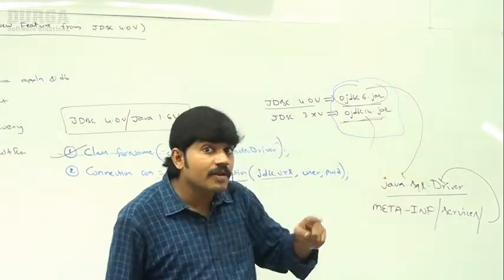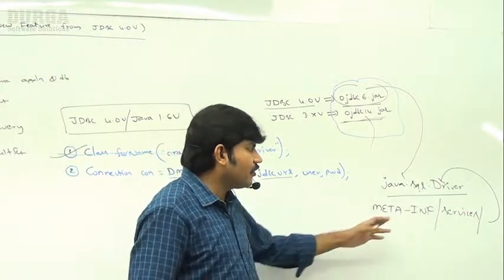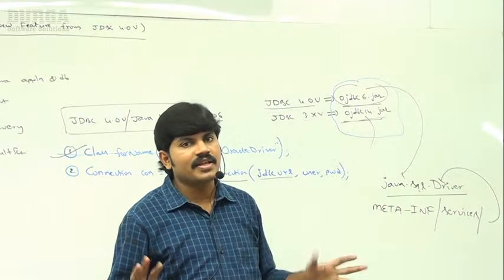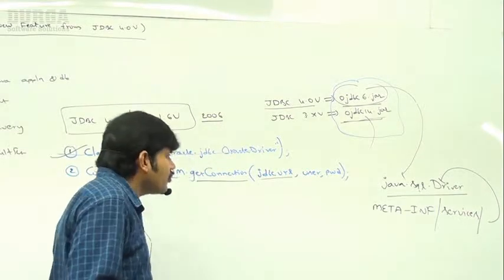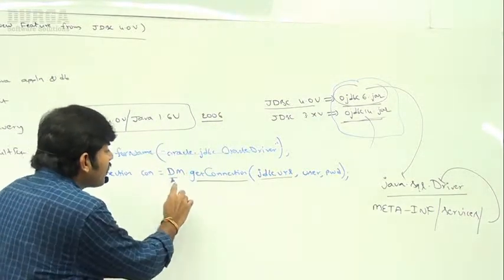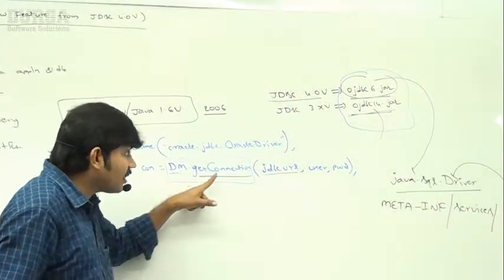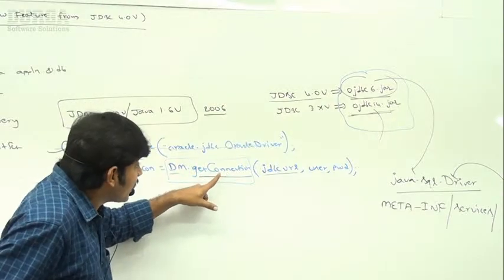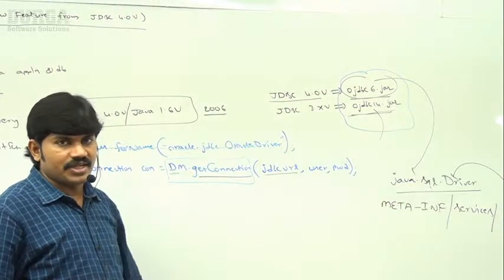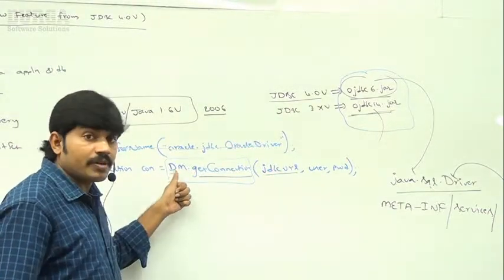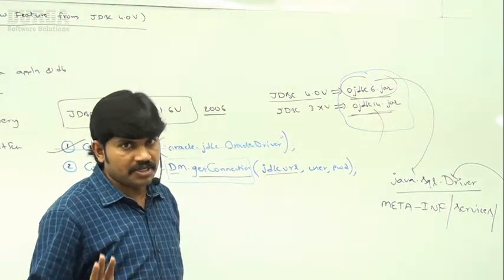This facility is available from JDBC 4.0 version. Before that, inside the META-INF services folder, the driver file was not available, so we compulsorily had to take care. Internally, which method takes care of all these things? DriverManager.getConnection. The method we are calling, DriverManager.getConnection, is internally responsible for all these activities. The people who are interested can open the DriverManager getConnection method and see internally how this feature is implemented. Clear for all?